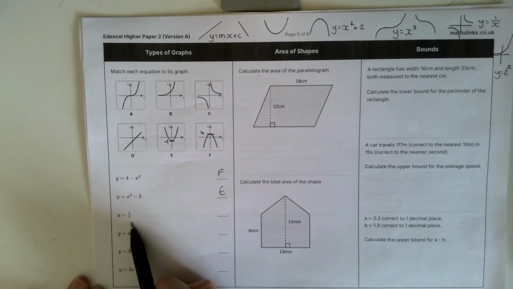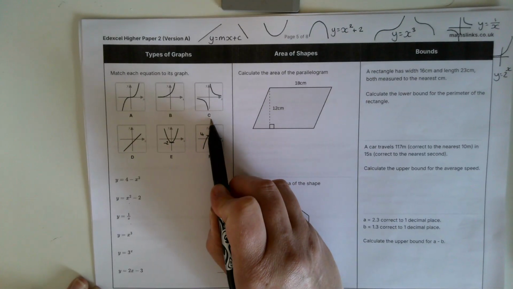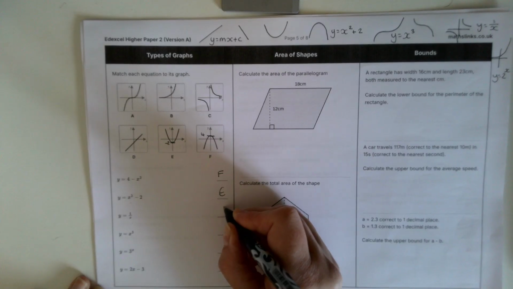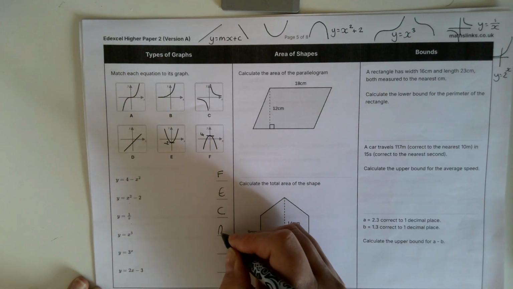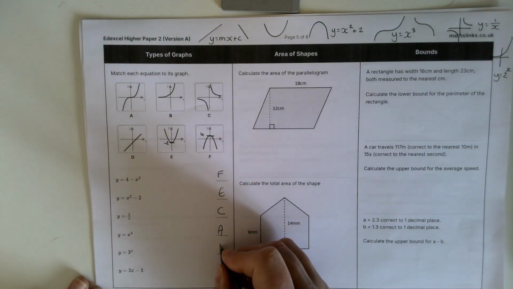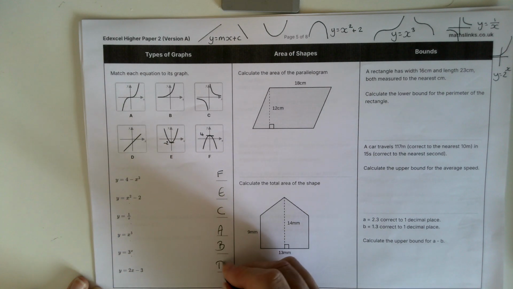This here is your reciprocal graph, which is your C, where it goes through those 2 quadrants and it doesn't cut the axes. That's C. This is your typical cubic graph, which will be A. The exponential, because it's a power of x, that's going to be B. And then this is just a linear graph, a straight line going upwards, so that's going to be D.